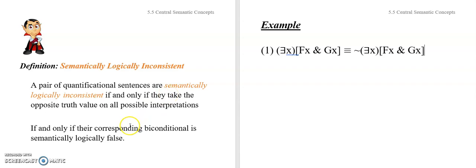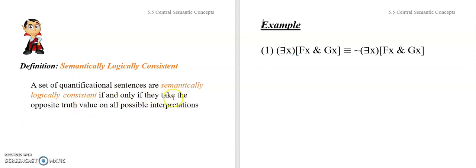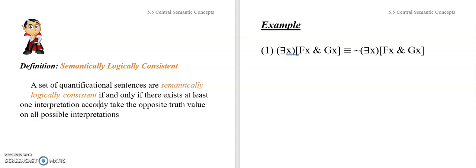And now what I want to point out to you is that, and this is sort of building up to the big payoff of the notion of semantic logical validity in a minute, we can extend the notion of semantic logical consistency beyond a pair of propositions, and we can say a set of quantificational sentences are semantically logically consistent if and only if there exists at least one interpretation according to which they are all true.